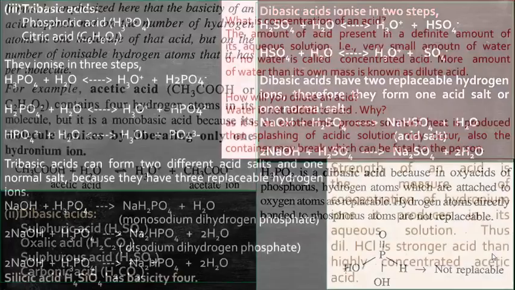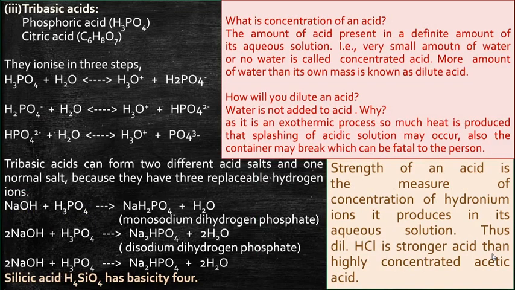Okay students, the third type in this category is tribasic acid. Example: phosphoric acid, H3PO4. Only three hydrogens are present in this formula. Another example is citric acid, C6H8O7. Eight hydrogens are present, but it ionizes in three steps only.